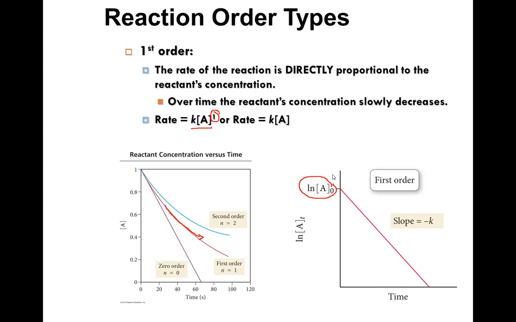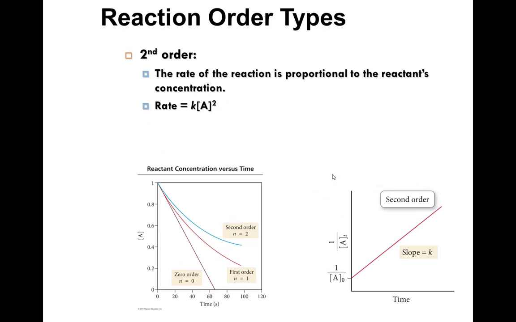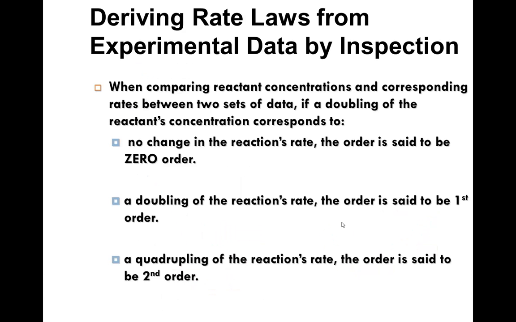In the second order reaction, that's the blue line here, as the concentration decreases, the rate decreases even quicker. The rate of the reaction is proportional to the square of the reactant's concentration. So now we have k[A] to the second power. In order to get a straight line for this, we would have to do 1 over the concentration of A. I mentioned earlier that you have to do this experimentally. You can't just look at the chemical reaction.